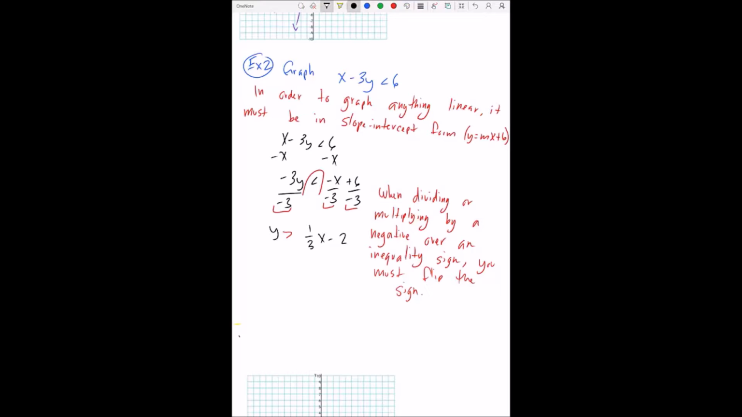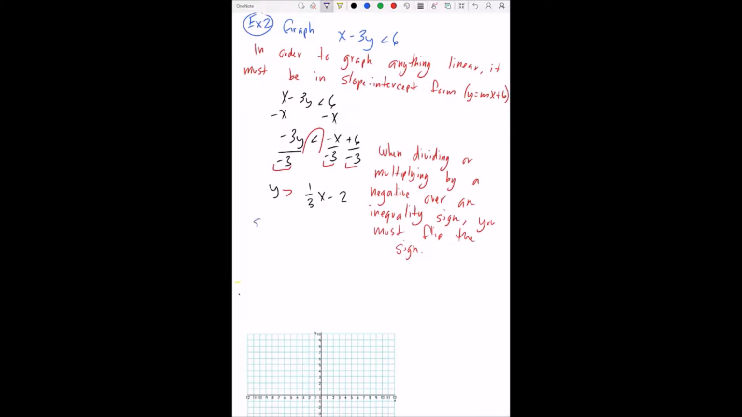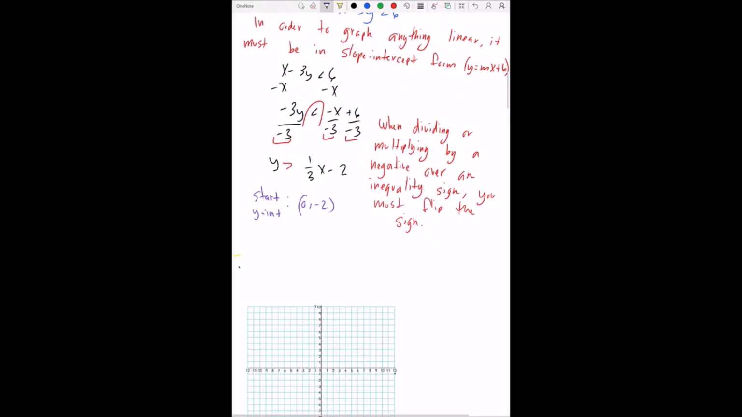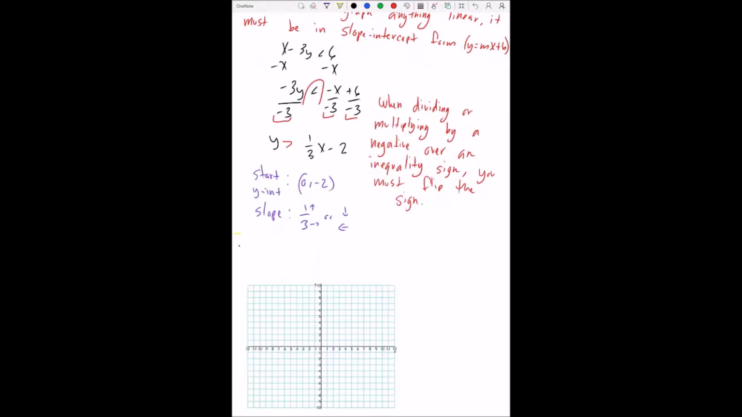Okay, from there, we're going to do the same exact thing we did for the other example. We want to identify our start, which is going to be our y-intercept. That's going to be (0, -2). Now we want to determine our slope, which is 1/3. So we can go up and right or down and left. Now we want to determine if it's going to be solid or dotted, and it's going to be dotted. And then we want to read the inequality: y is greater than x.